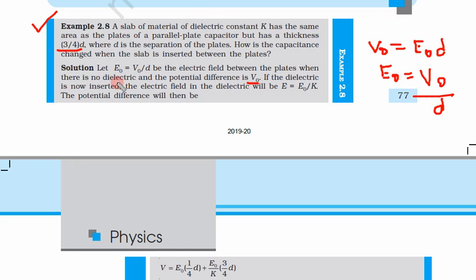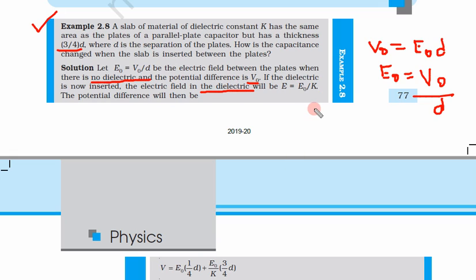Again I am saying, when there is no dielectric, we always represent it with the symbol E naught, V naught or C naught. So this means there is no dielectric. If the dielectric is now inserted, the electric field in the dielectric will be, again see, they are saying, E is equal to E naught by K.